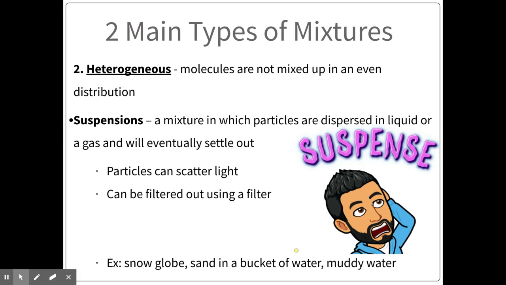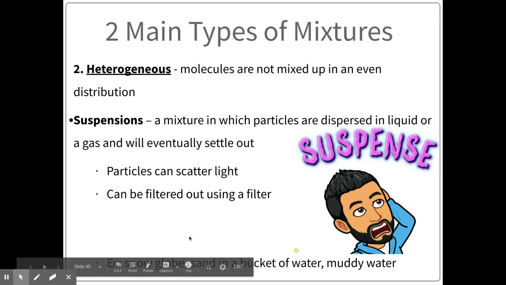So the one thing that I like to think about in this is like Italian dressing. You got to keep shaking it up. Otherwise, the seasonings and the oils and vinegars will be in different layers if you leave it sitting on the table for a while. So the particles in a suspension can scatter light, and they can usually be filtered using a filter. Examples of this would be a snow globe, sand in a bucket of water, muddy water, anything that you have to keep shaking up to keep it mixed up.